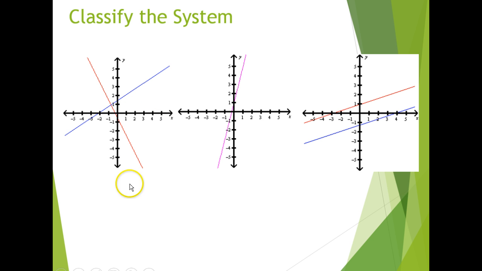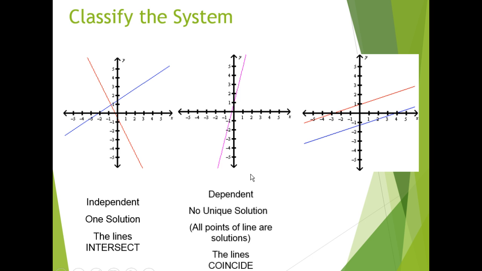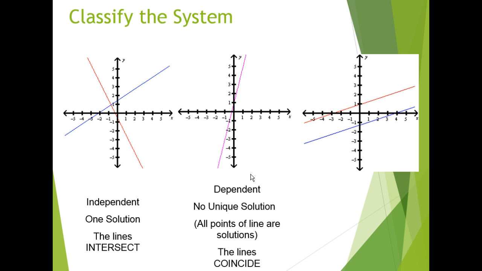The first type of solution is the independent solution. It has one solution and the lines intersect in exactly one point. The next type of solution is the dependent solution. It's for when there is no unique solution because all points work. We say that the lines coincide. And the last one is called the inconsistent solution. It has no solution because the lines never intersect because they're parallel. So make sure you do the matching exercise for number 10. Pause if you need to.